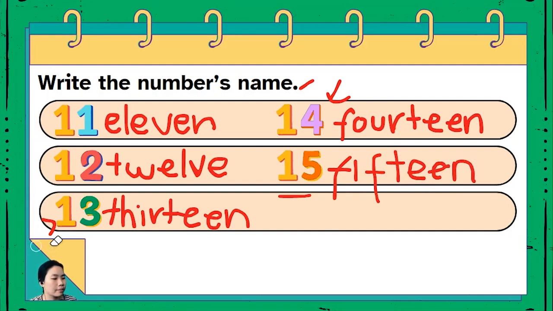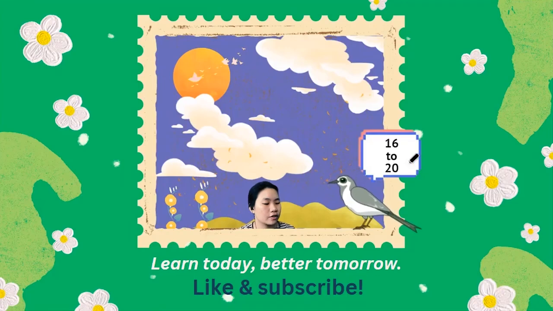Now, let's read these numbers one last time before we end the lesson as a quick review. 11, 12, 13, 14, and 15. Great job, everyone. Our next topic is going to be 16 to 20.